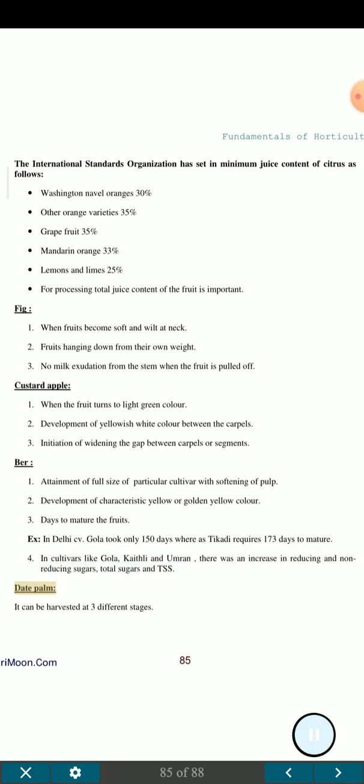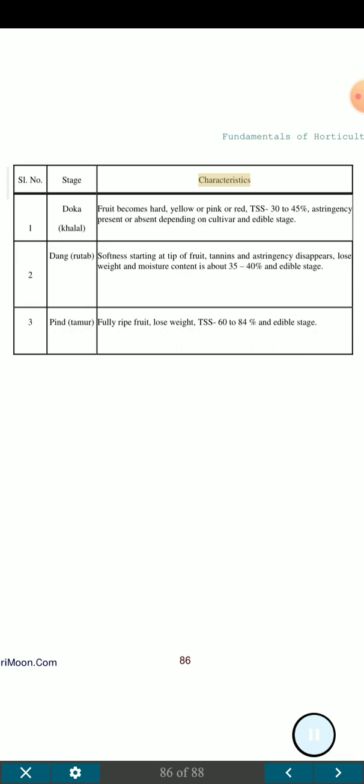TSS. Date palm. It can be harvested at 3 different stages. Stage, characteristics. 1. Doka: color, fruit becomes hard, yellow or pink or red, TSS 30 to 45%, astringency present or absent depending on cultivar and edible stage.